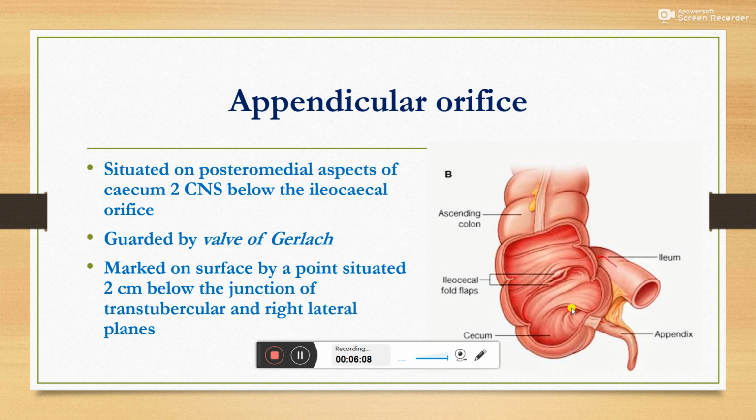This opening of the appendix, or the appendicular orifice, is guarded by a fold, and that is called the valve of Gerlach. It is marked on the surface by a point situated 2 centimeters below the junction of the transtubercular and the right lateral planes.